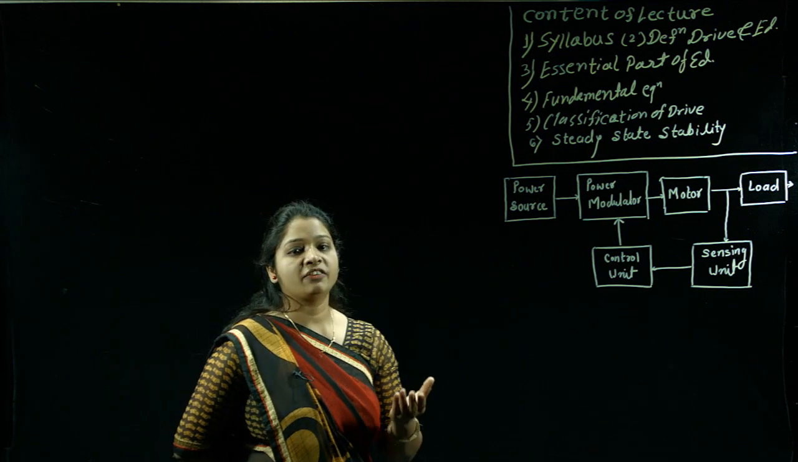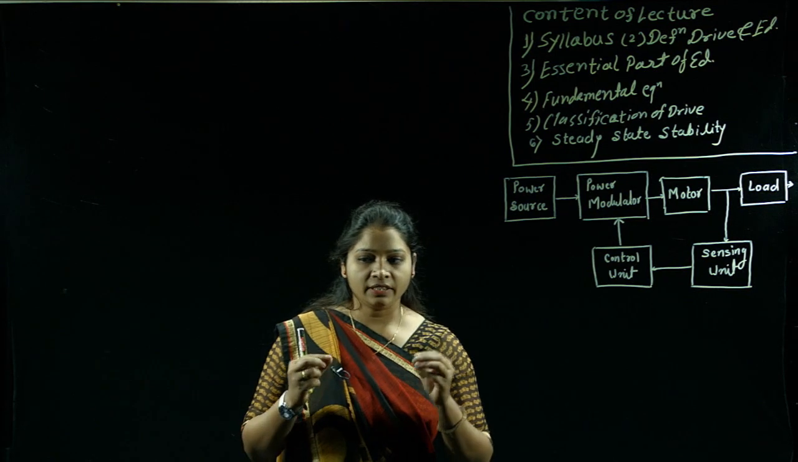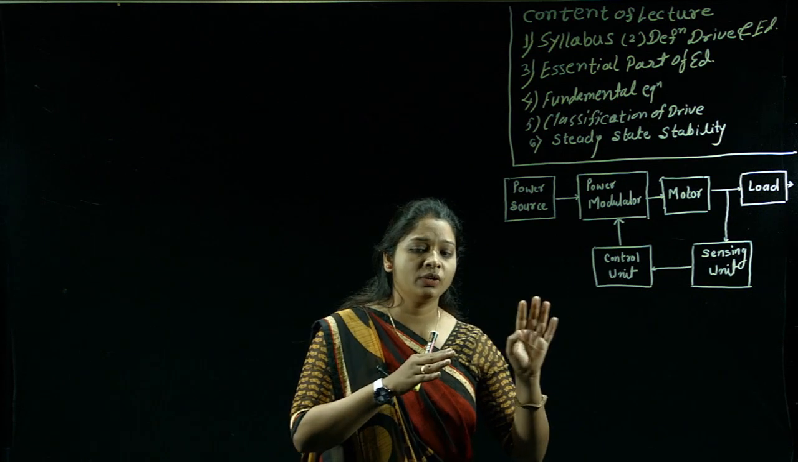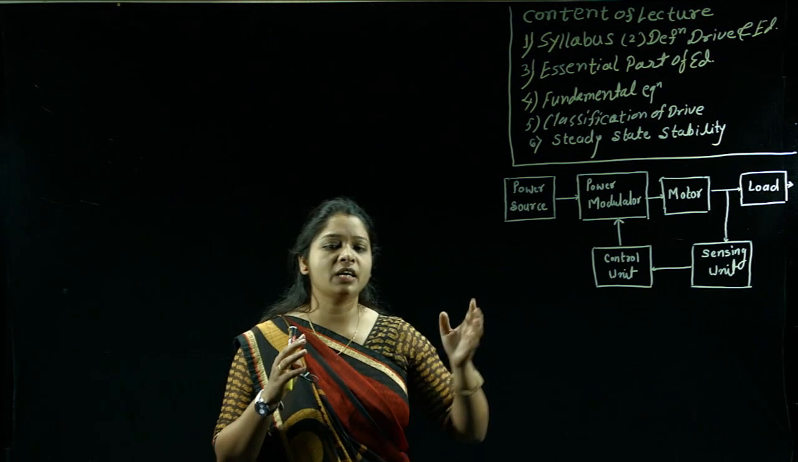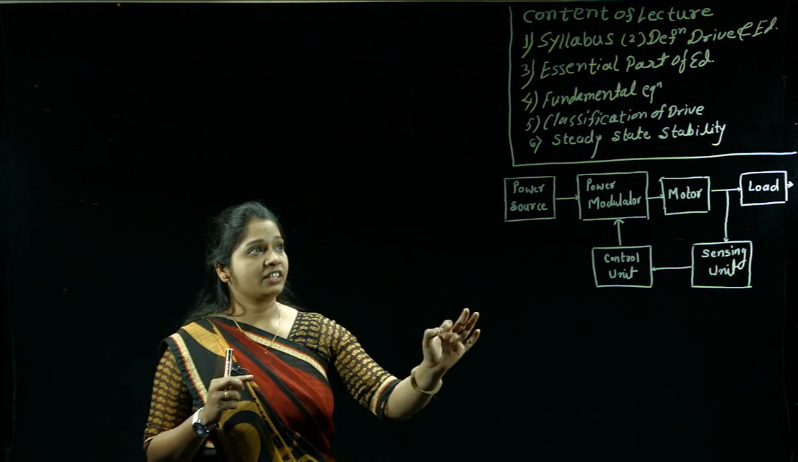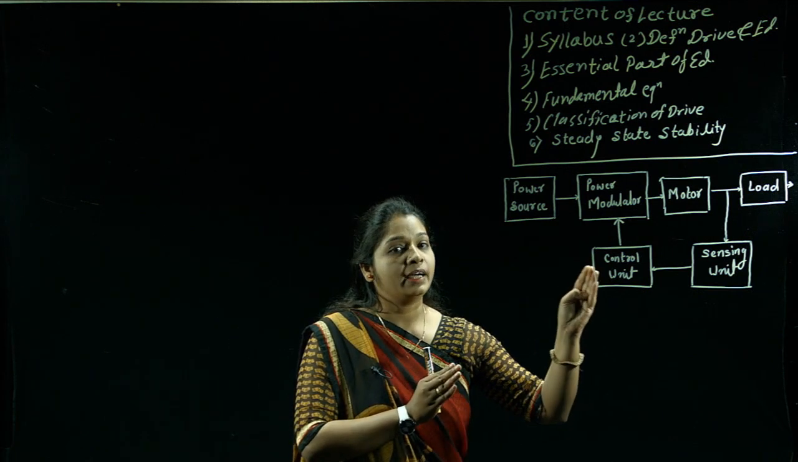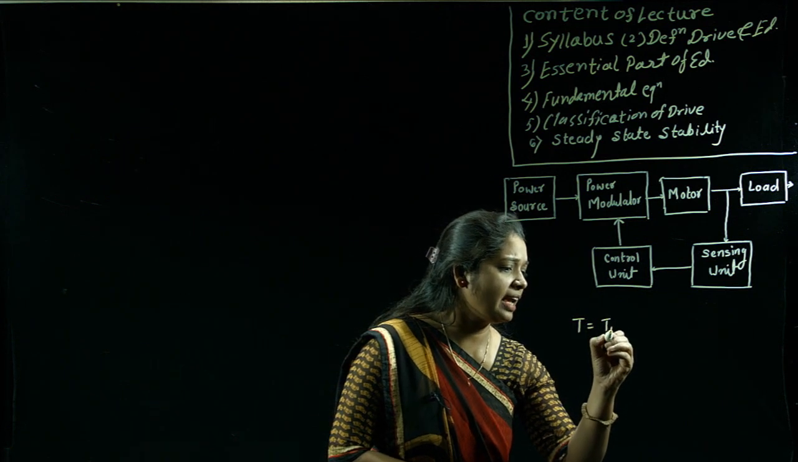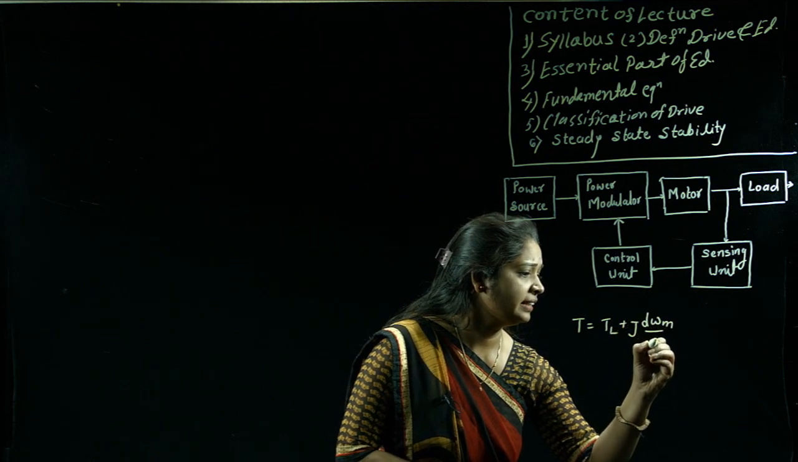Next part, the fundamental equation of electrical drives. If you consider an equivalent motor-load system, where one motor is connected to a load, the motor torque always opposes the load torque, or you can say the load torque is always opposite to the motor torque. The basic fundamental equation is that motor torque equals load torque plus J d omega by dt. That is T equals TL plus J d omega m by dt.